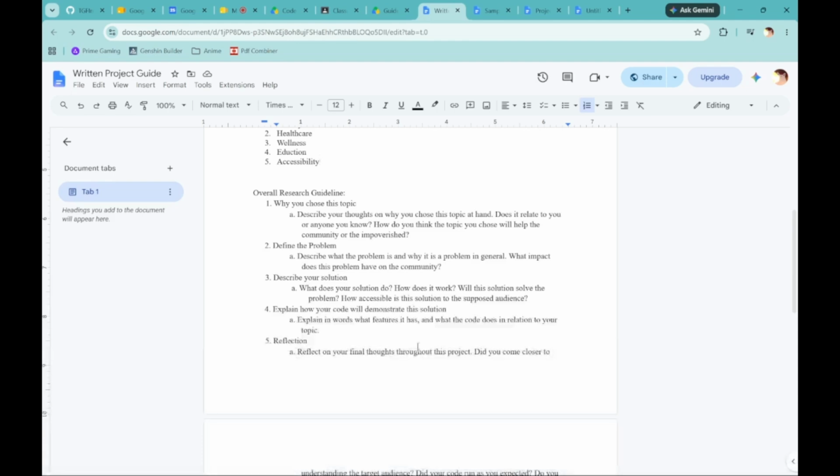So as an example, if I wanted to spread information on where I can get some food, right, for food donations and food drives, right? So my solution is going to say we can make a website that maps out all the food locations, and then that's how my code will demonstrate that solution.